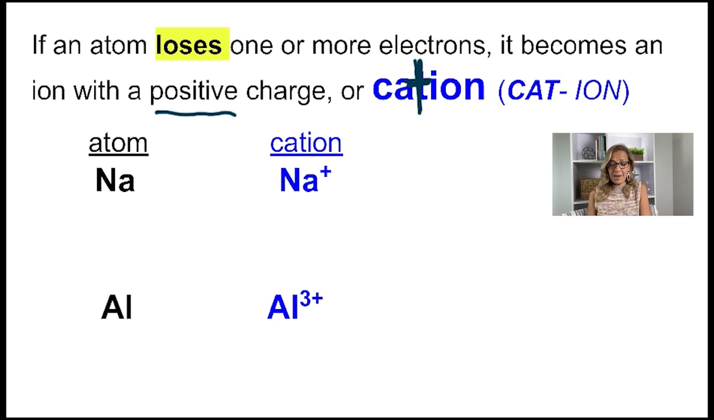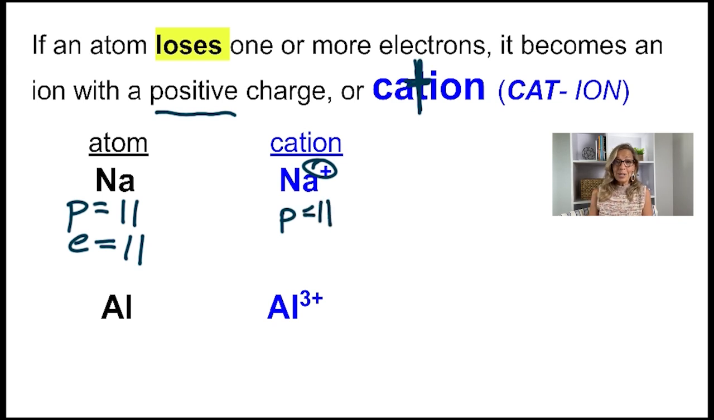But anyway, if we have a sodium atom, what we know about sodium is the atomic number is 11. So it has 11 protons, 11 electrons. What about a sodium cation? It has a +1 charge. Well, it's got to have 11 protons. If it's sodium, there are 11 protons. But what has happened such that we have a +1 charge? We have lost 1 electron. So now we only have 10 electrons.